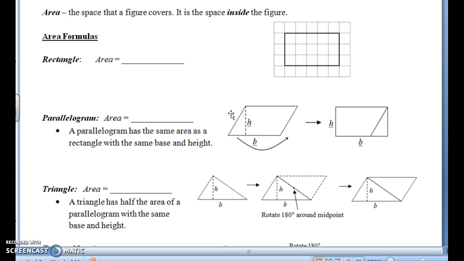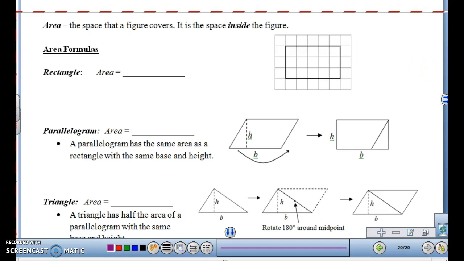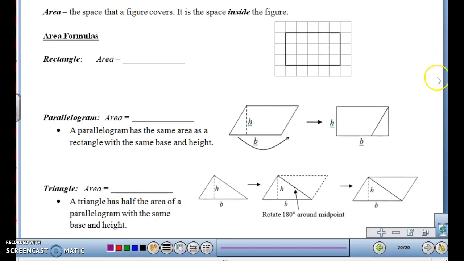Now remember the difference between perimeter and area: perimeter is the outside, area is the space the figure covers. It is the inside of a figure. It's how many square units would fill up a space. So if I have a rectangle, how many squares are in here? 1, 2, 3, 4, 5, 6, 7, 8, 9, 10, 11, 12, 13, 14, 15.